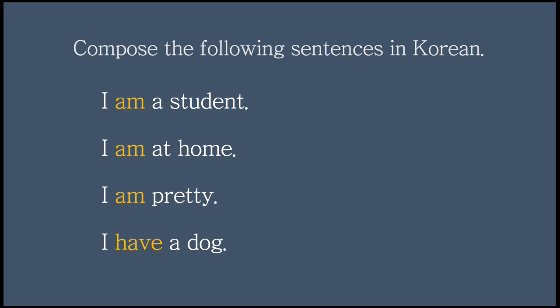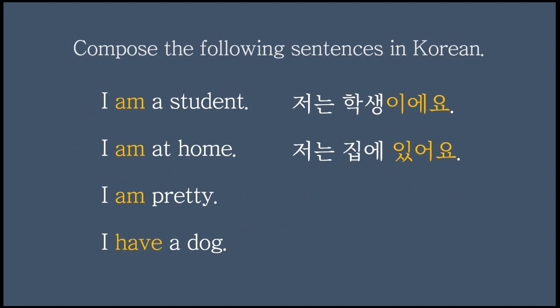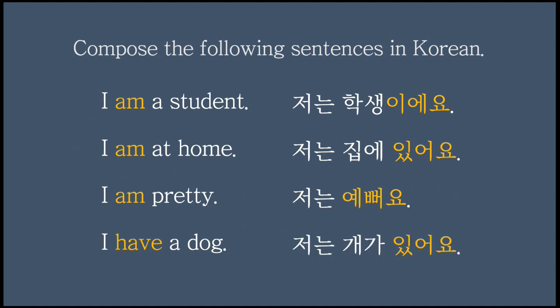Okay, so let's test ourselves again after all this video. Compose the following sentences again in Korean. I'm a student. 저는 학생이에요. Noun이다. Number 2. I am at home. 저는 집에 있어요. Place에 있다. Number 3. I am pretty. 저는 예뻐요. Because verbs and adjectives behave exactly the same in Korean. Final one. I have a dog. 개가 있어요. Because this object becomes the subject in Korean.